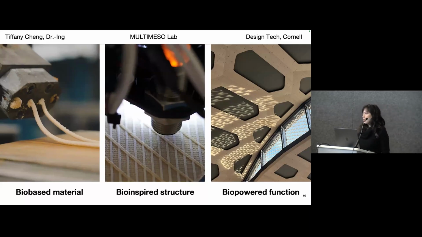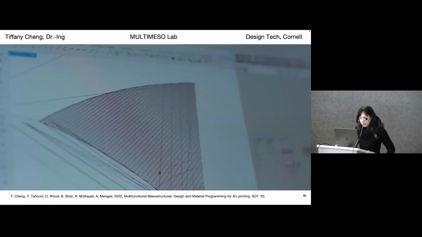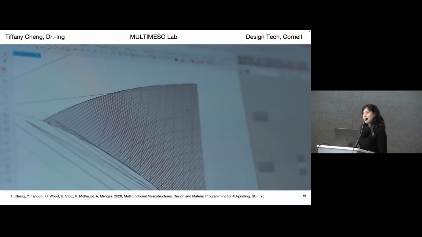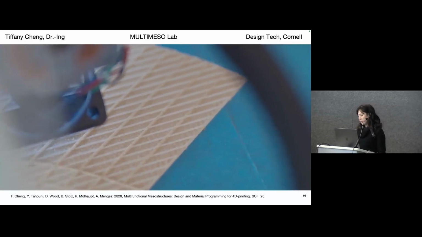I also teach a special topics seminar on biomimetics and design using 4D printing. I'll explain what 4D printing is in a moment. But I direct the multi-meso lab, so that's my research lab at Cornell, where we develop weather responsive material systems that change shape without consuming any electrical energy to operate. So yeah, and we can do this using additive manufacturing technologies.